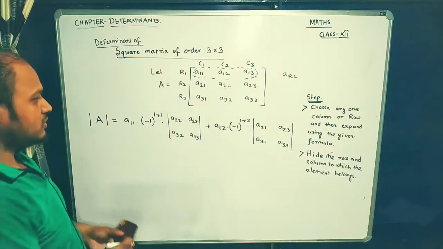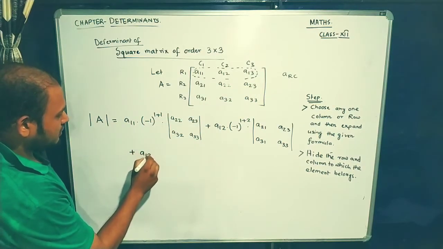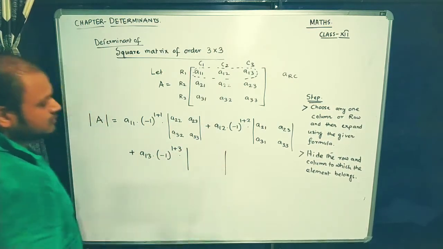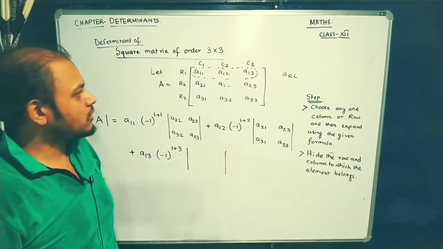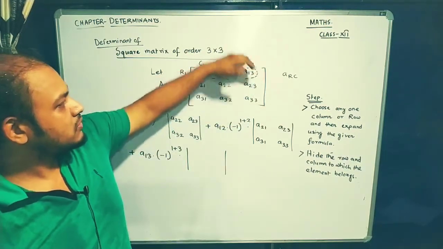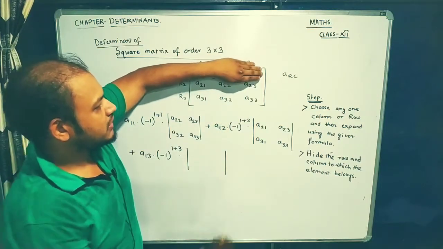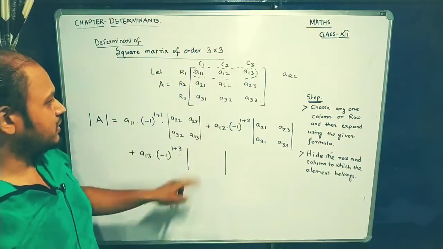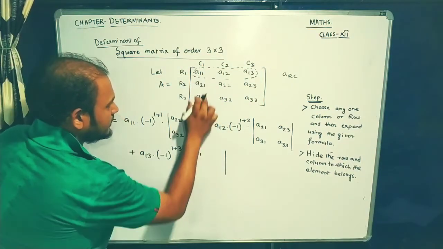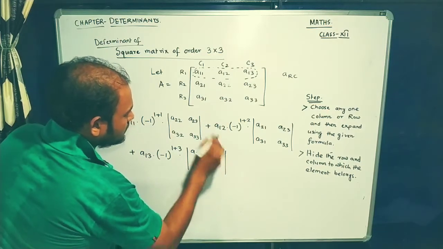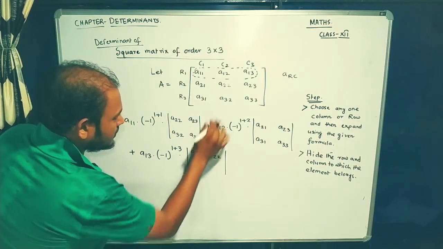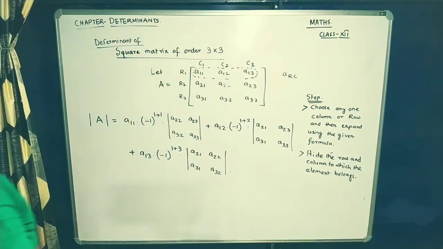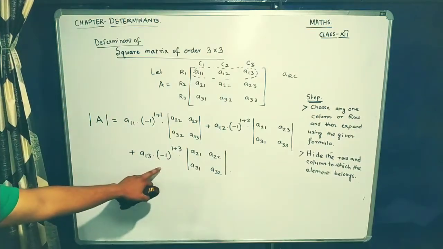The last element is A13. So A13 into again minus 1 to the power 1 plus 3. Then again determinant. Hide the appropriate row and column. A13 belongs to the first row, third column. So hide the first row and also hide the third column. What do you see? Do you see these 4 numbers? So place them here. We have A21, then A22, then A31 and then A32. And this is the formula for determinant of a square matrix of order 3. So this is the formula.